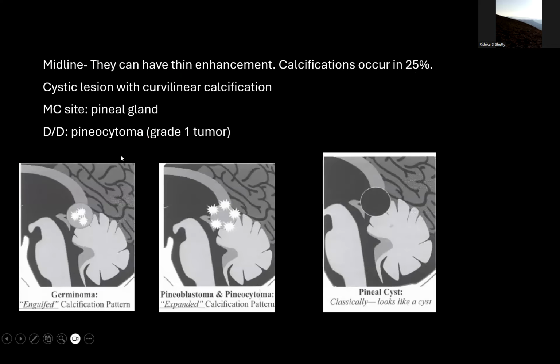So this is just summarizing all the pineal gland tumors. In case of germinoma, the calcification will be engulfed or central. In case of blastoma and cytoma, it will be peripheral. Again, we differentiate it based on age also. And in case of pineal cyst, it is mostly cystic.